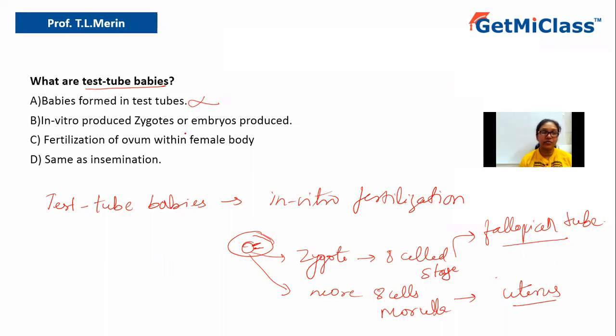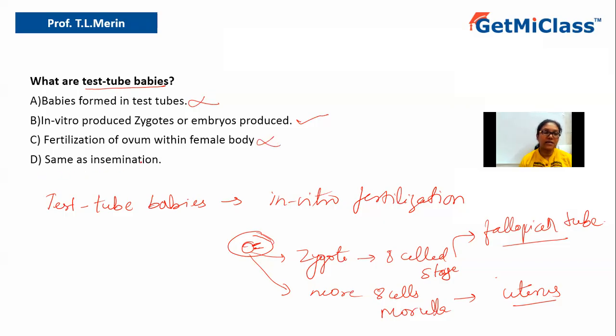Option B says in vitro produced zygotes or embryos produced. Yes. These embryos or zygotes will be transferred to the mother's womb or the fallopian tube. That is why these are called test tube babies, and not because of the formation of the babies in the test tube. Now, option C says fertilization of the ovum within the female body. That happens normally, so you don't call it a test tube baby. Hence it is ruled out.